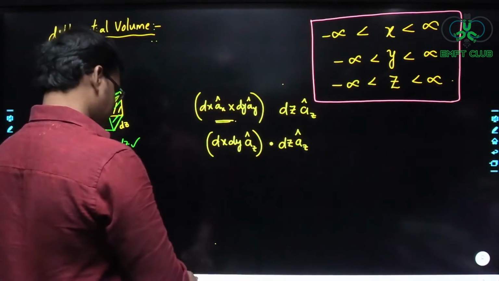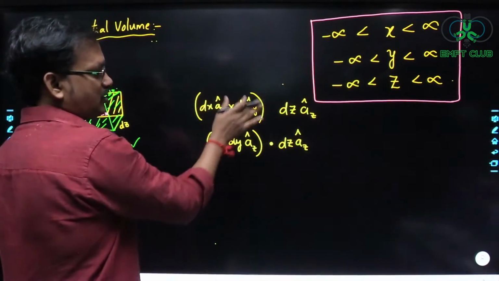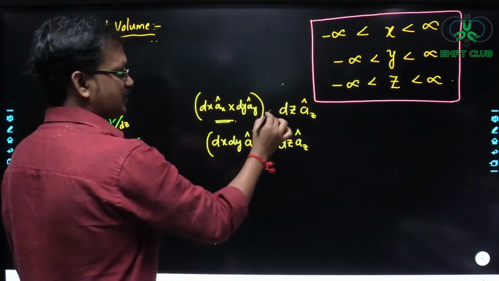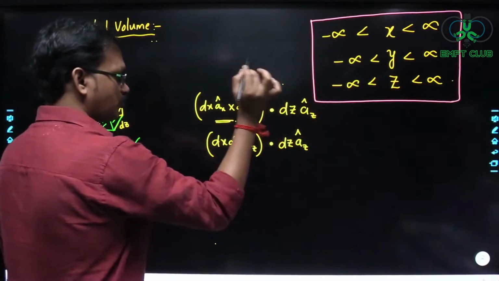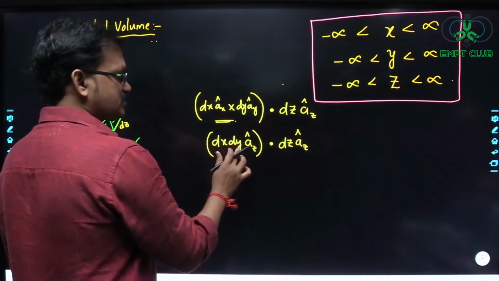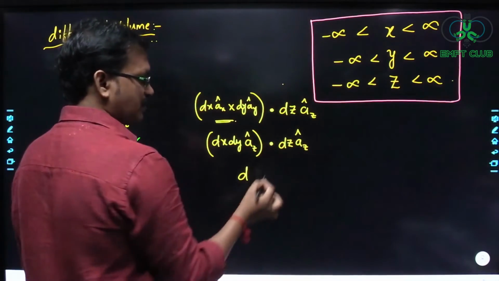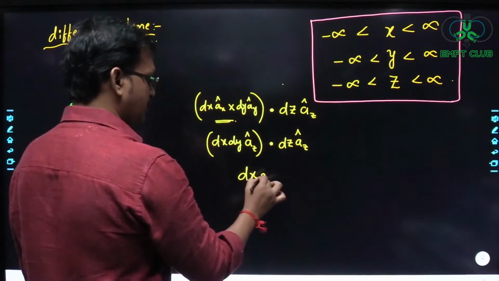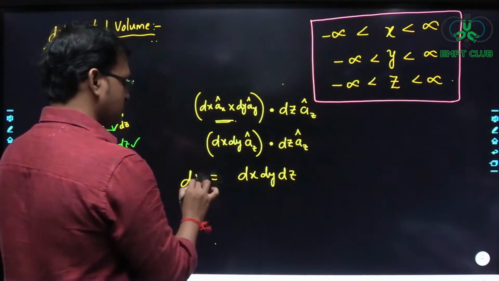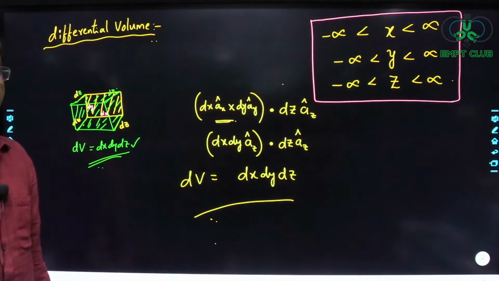Take the surface and extend it. If you want to extend the surface, you are extending it in a direction perpendicular to this surface by dz units. So that is dz az cap. So what you have to do is the dot product between these two. If you do the dot product, what are you going to get? Dx dy az cap dot dz az cap, and az cap dot az cap will be 1. So you are going to get dx into dy into dz. This we call the differential volume. So this is how you are getting the differential volume, dx dy into dz.